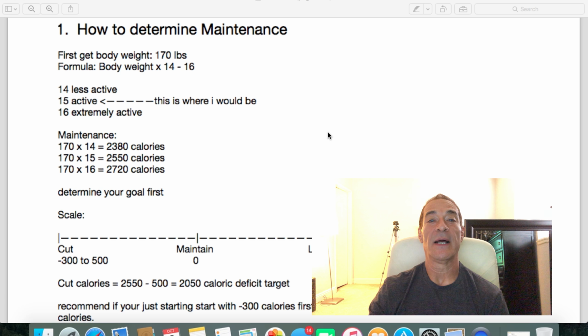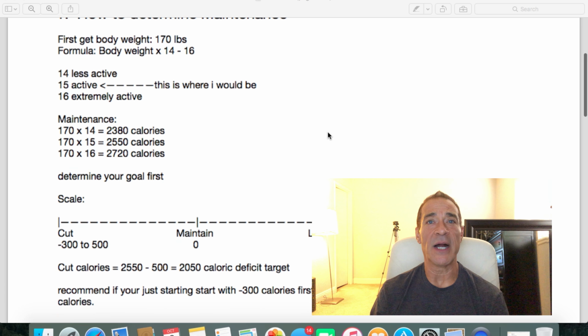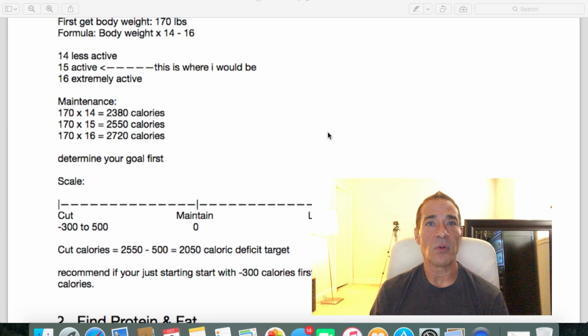So let's get started, guys. Number one, how to determine your maintenance. The first thing you want to do is look at your body weight. Now for this example, I'm going to use 170 pounds. It's nobody's body weight, but that's what I'll use as an example. So you would use your body weight as this example when calculating your macros.